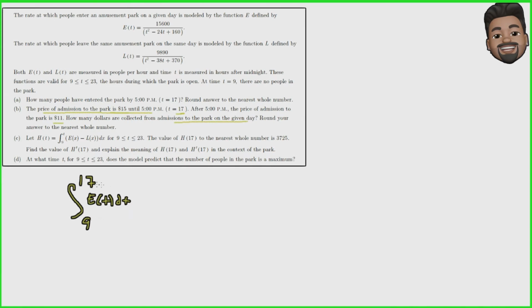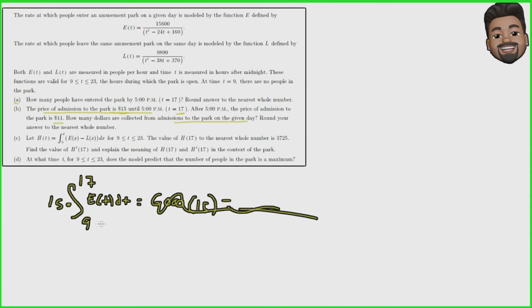Well, we would calculate that, and let's say I know the answer already, because this would have been done in part A. The answer, let's say, is 6,000 people have entered. Then we're going to take the 6,000 and multiply by $15, because that's how much it costs per person. So then we would multiply this by 15, and that's going to tell me the cost. If you wanted to, you could just put the 15 right here.